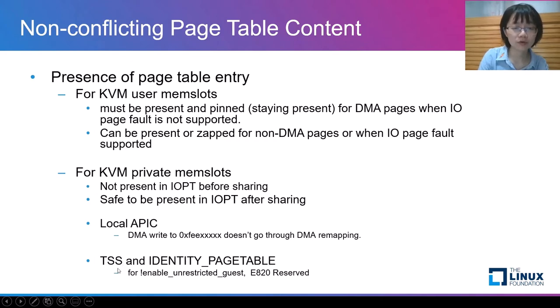And for TSS and identity page table private memory slots, they are only enabled when the unrestricted guest is not enabled. And because they are reserved in E820 for the guest, the DMA write or read to these ranges are safe, just as the vCPU kernel mode access.